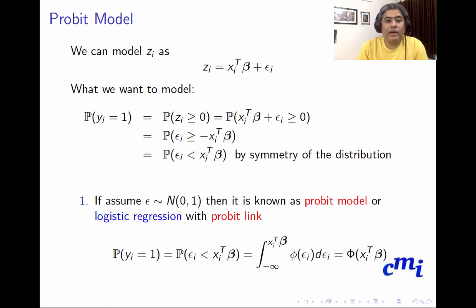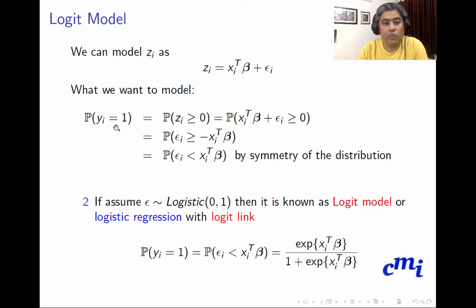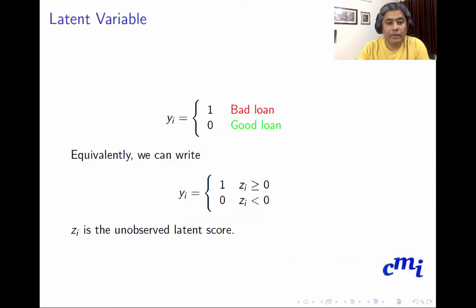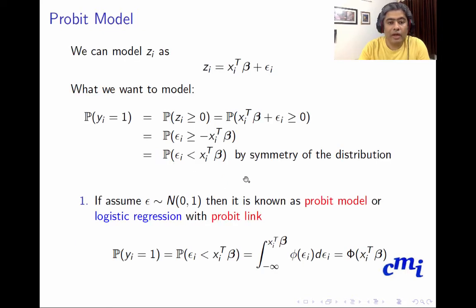Now what we can do, we can model this zi, that unobserved latent score, as a function of xi transpose beta plus some error epsilon i. Now what we want to model is yi equal to 1. So probability of yi equal to 1 is effectively probability of zi greater than or equal to 0. So if you go back, yi equal to 1 is equivalent to zi greater than or equal to 0. So if I am interested in probability yi equal to 1, then this is the same as probability zi greater than or equal to 0.